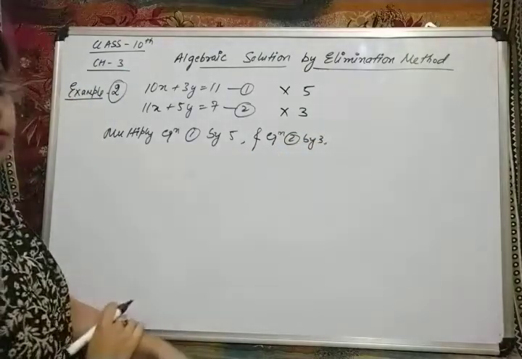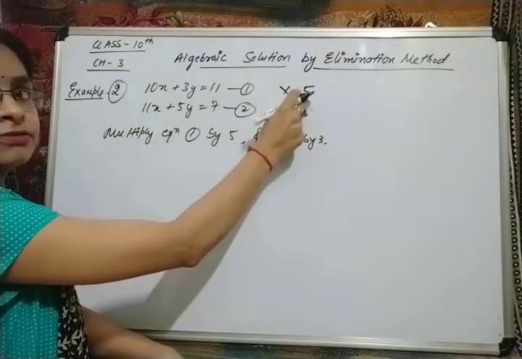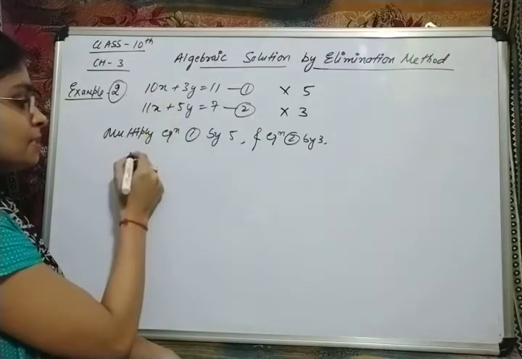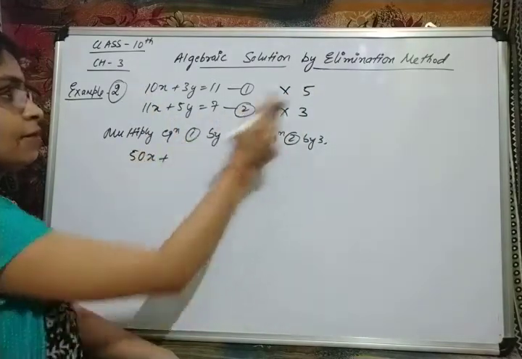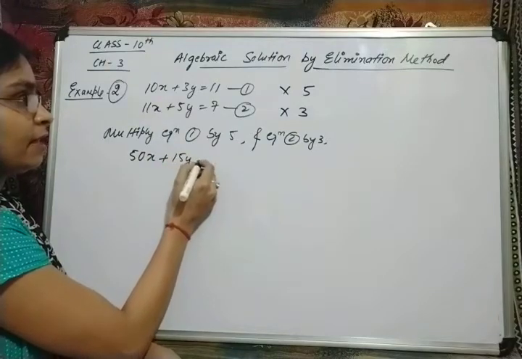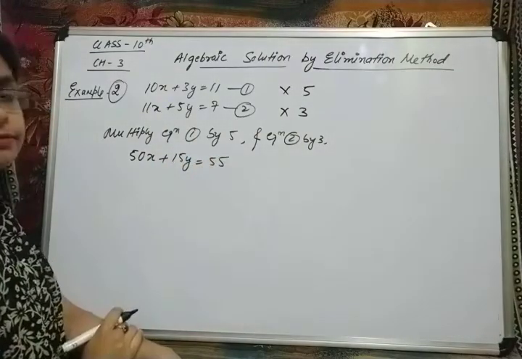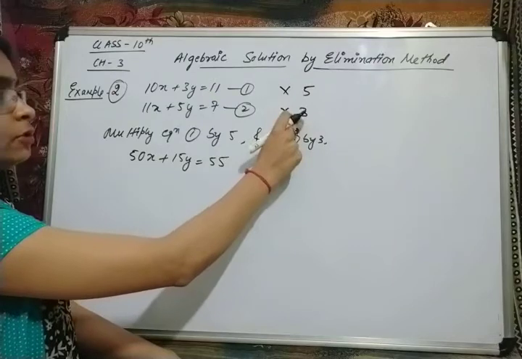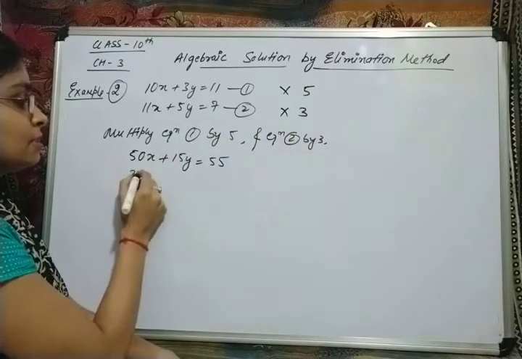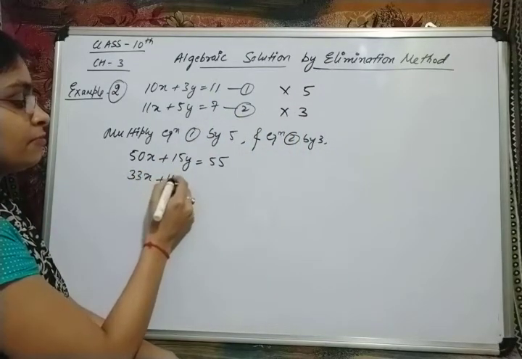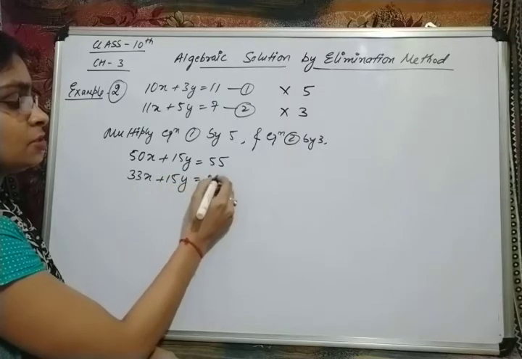Okay, so what we are going to get? So if I multiply this 5 by the whole equation, so 5 tens are, this is 50x, 5 threes are, this is 15y, and this is 55. Second, if I multiply this equation by 3, so this is 33x plus 15y, and this is 21.